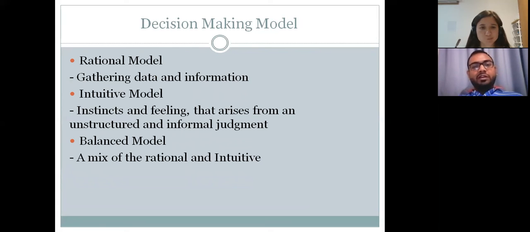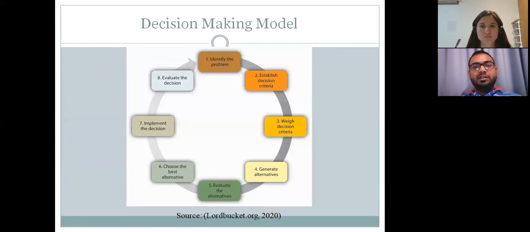The second one is the intuitive model, which is nothing but you take the decision based on your feelings, your gut, or your past experience, or maybe your informal judgment. And last but not the least, the balanced model, which is the combination of both rational and intuitive models, where you look at the data to take the decision, and also you use your past experience or feeling to take the decision.